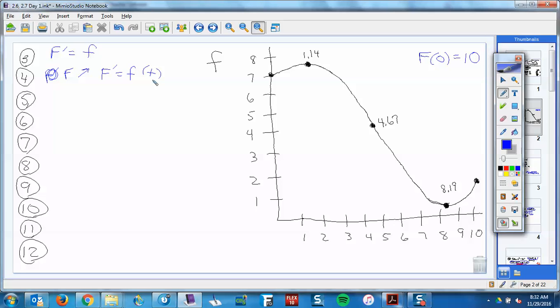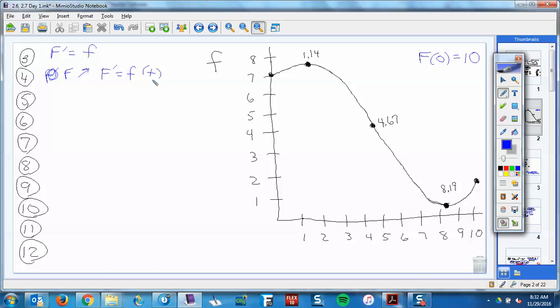Because if they give you a little f graph and they ask you about big F, you can't be talking about little f when their question was about big F unless you've made a connection between those. Now, it's not like you have to write it down in every problem, but somewhere, if this was a question on the test, you'd have to write that big F prime is equal to little f. So you've got that connection.